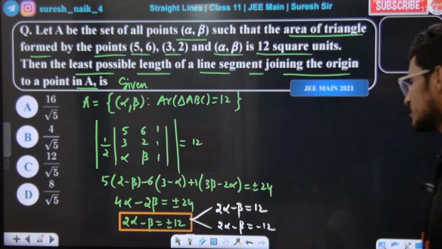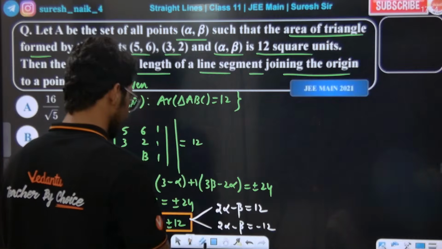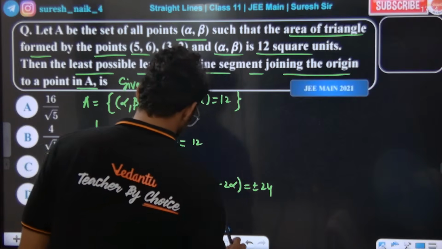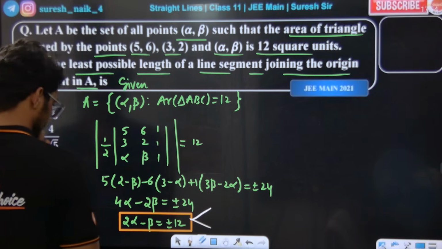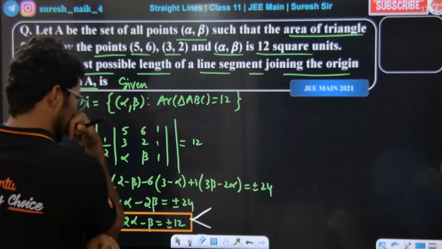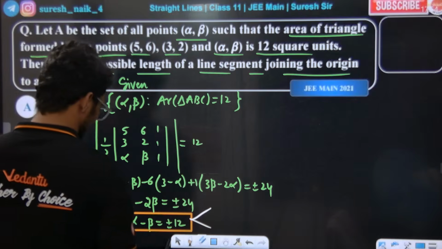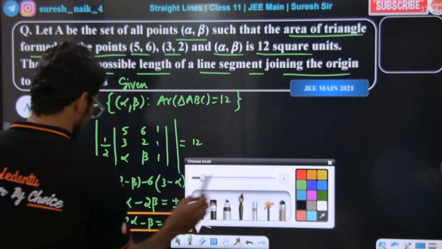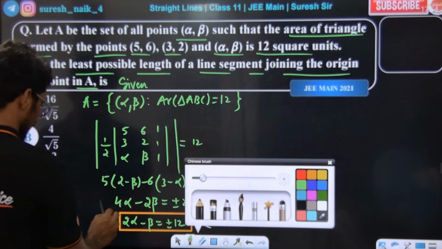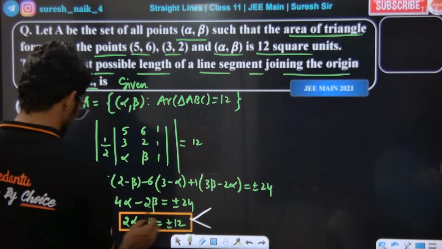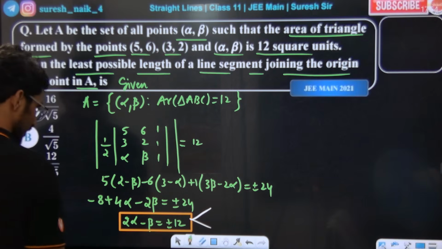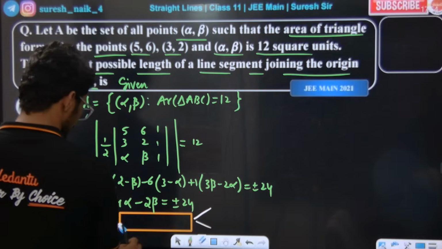Sir, you missed the constant. What constant did we miss? Check, we missed one constant. Sir, the 10 minus 8. Okay, 10 minus 8. I missed minus 8 here. Minus 8 will come here. Minus 8 plus. Okay, now solve and see.